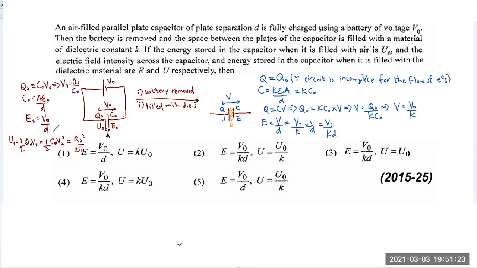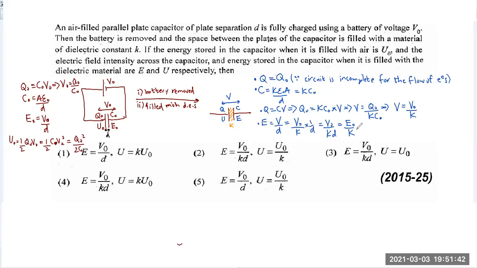Now, E naught, we have written an equation, no? E naught is V naught over D. Therefore, that can be written as E naught over K. E naught over K. All right, fine. So that is also done. So we are comparing 1, 2, 3, 4 quantities. We have compared 4 quantities.